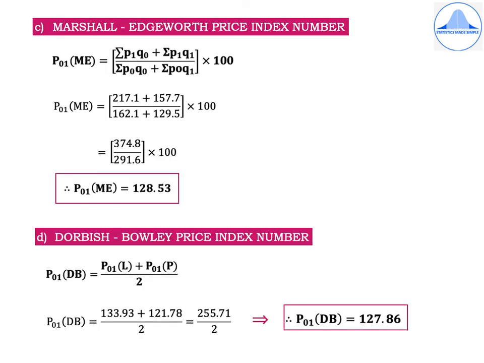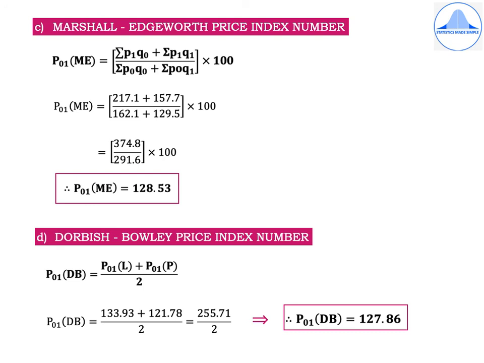Third subdivision, Marshall-Edgeworth price index number P01 of ME is equal to summation P1 Q0 plus summation P1 Q1 divided by summation P0 Q0 plus summation P0 Q1 into 100, which is equal to 217.1 plus 157.7 divided by 162.1 plus 129.5 into 100, which is equal to 374.8 divided by 291.6 into 100, or P01 of ME is equal to 128.53.